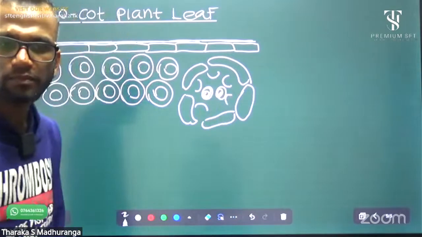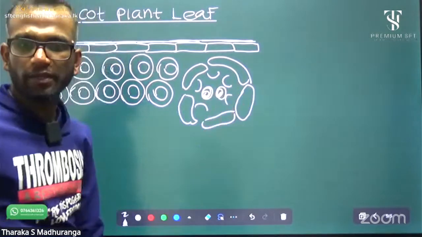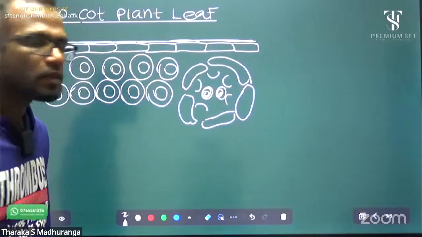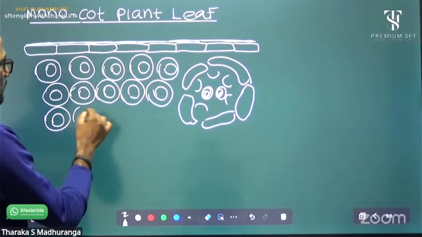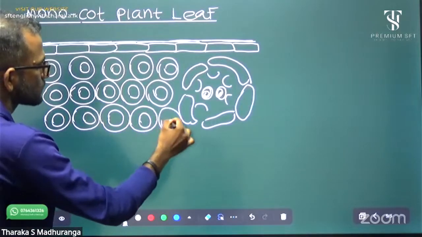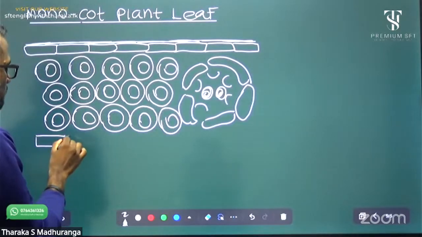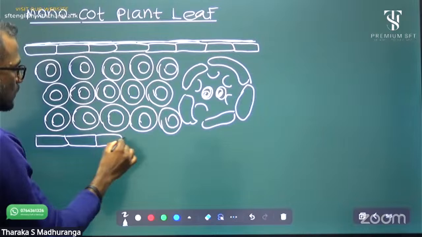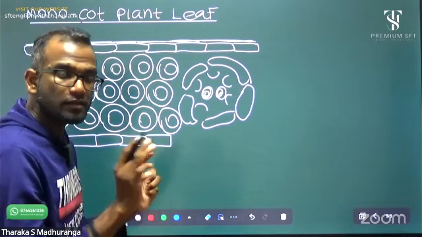Xylem and phloem, right? Phloem always outside, xylem inside. Now they are spongy cells. The main photosynthetic cell is spongy cells. Downward again, lower epidermis. Remember that this is very important.